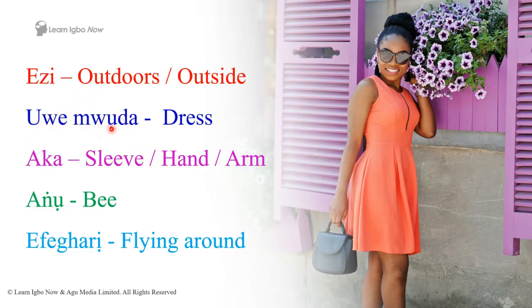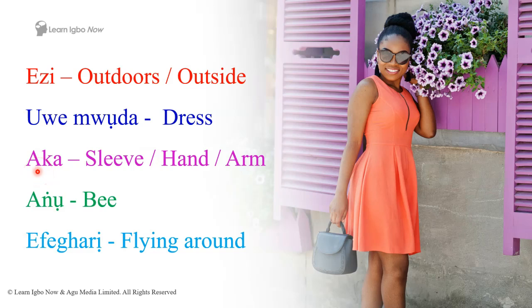Uwenwuda, dress. Uwenwuda, dress. Ọ zụtara uwenwuda ọhụụ. She bought a new dress. For an example of ezi, ka anyị pụọ n'ezi, let's go outside. Ọ zụtara uwenwuda ọhụụ. She bought a new dress.